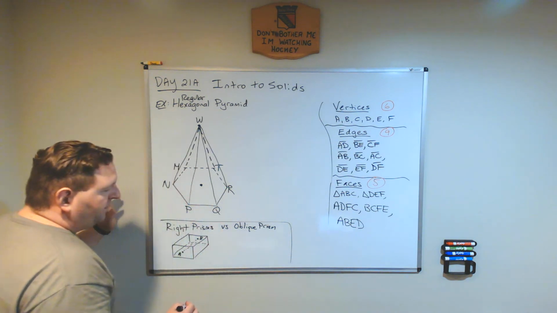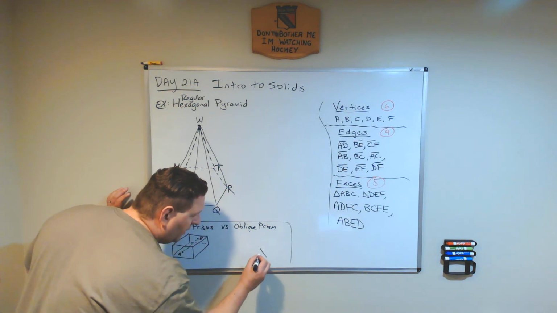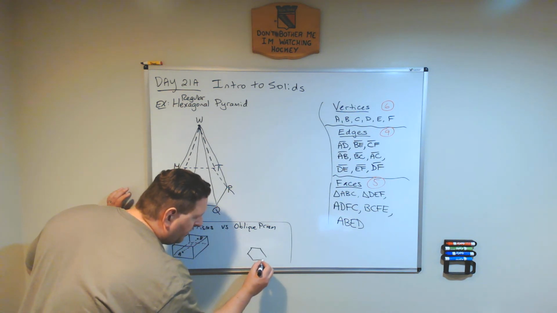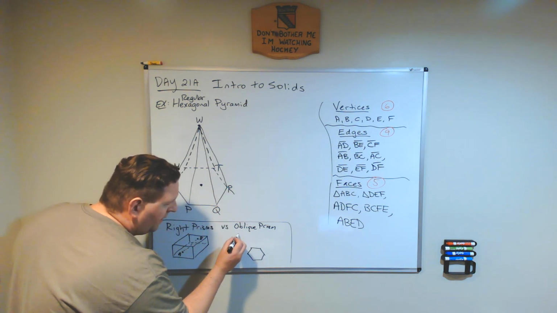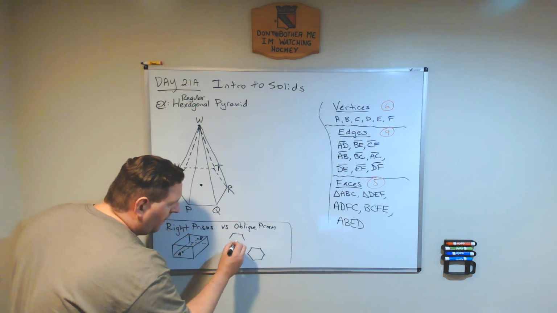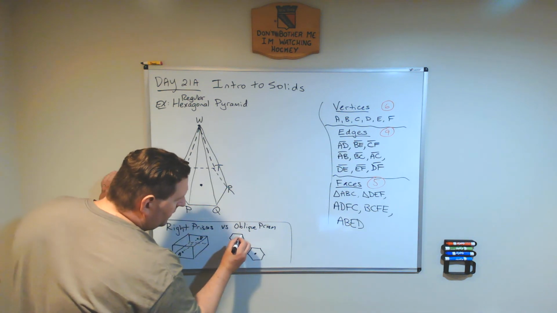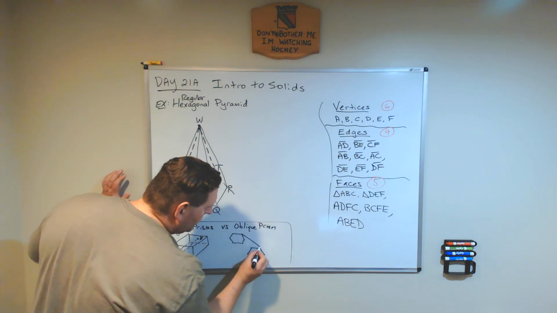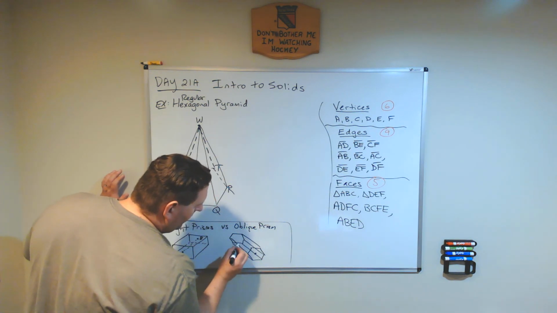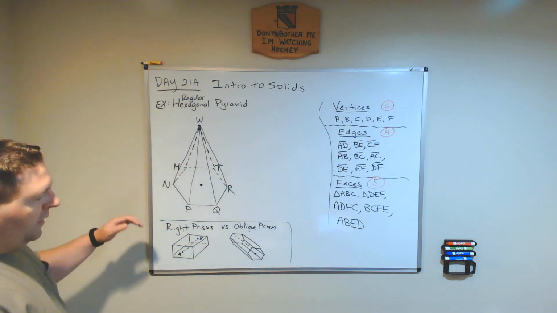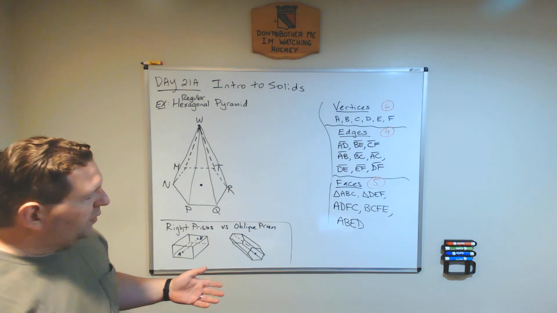Whereas with an oblique prism, here I'll draw a hexagon down here. And then instead of the hexagon being right above it, it's out here. You have to imagine now this getting to here, to here, to here, to here. It's pushed to the side.